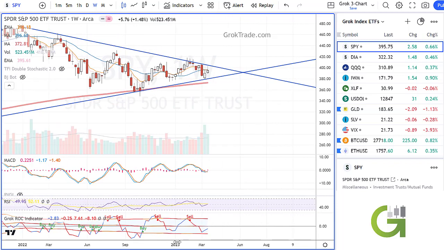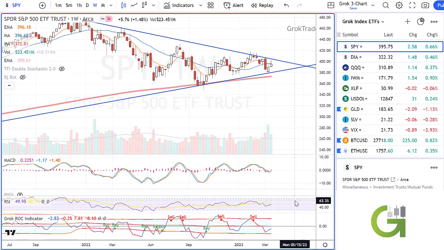What I'm seeing here, though, is an argument that we're not oversold here on our side. We're just neutral here. We didn't get a buy signal down here on the weekly. We didn't get a buy signal. It's going into neutral ground.